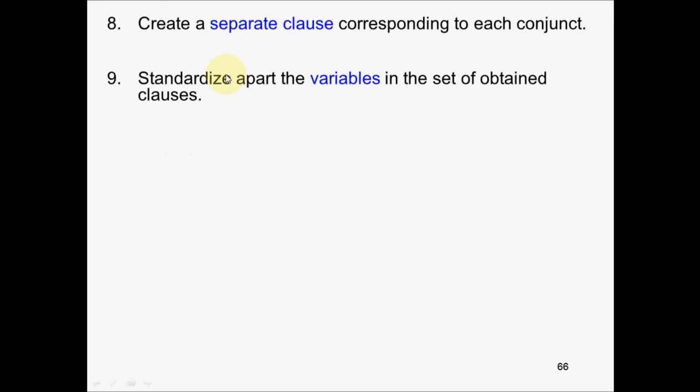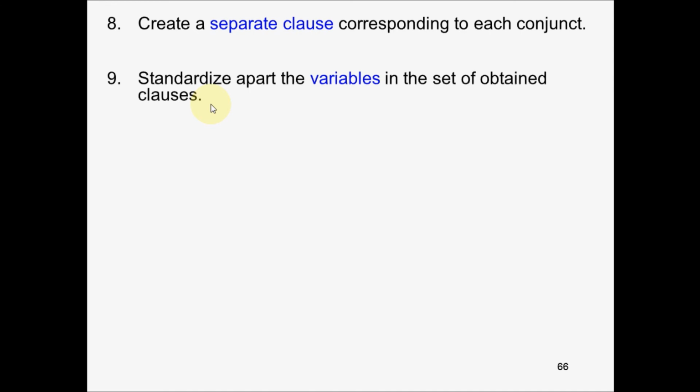And step number 9, standardize apart the variables in the set of clauses. Okay, this 9th step is very important. What is this 9th step? Now, for the exam, they will be giving you 5-6 sentences. What I'm saying is, if in the first sentence you have used a quantifier, say x, then in the second, third, fourth, fifth sentence, you should not use the same variable name x for any other quantifier. This is called standardizing apart the variables in the set of clauses.